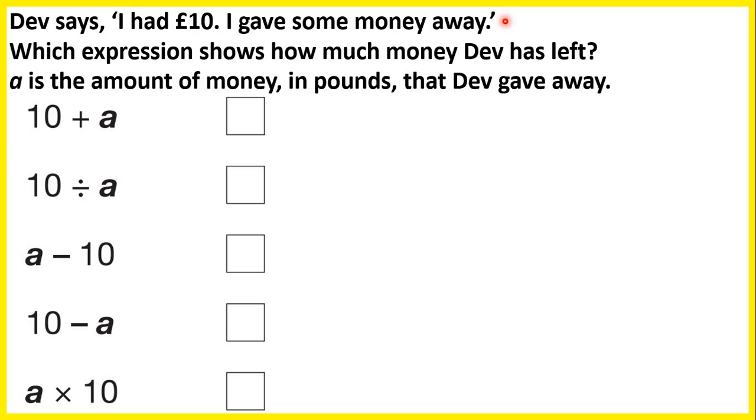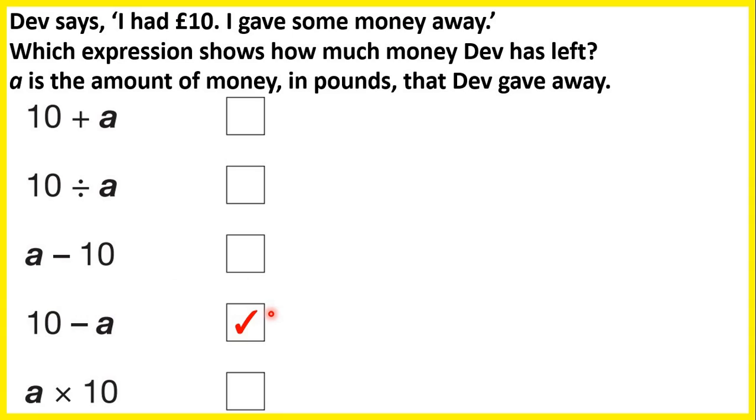Dev says, I had £10, I gave some money away. Which expression shows how much money Dev has left? A is the amount of money in pounds that Dev gave away. So if he gave away money, that means he lost money. So we need to subtract what he gave away from what he started with. So here we need to tick the expression 10 minus A.